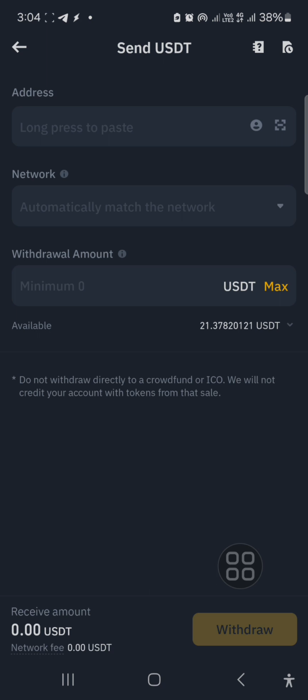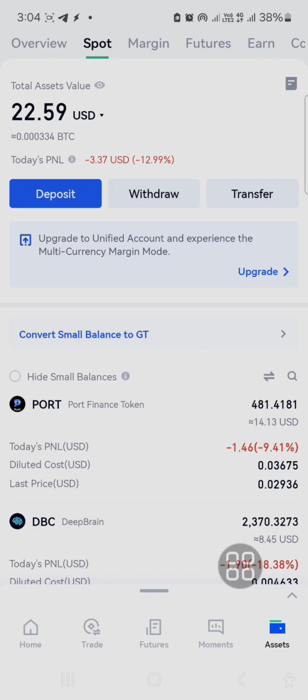All right, so the information I'm going to put here, I must have received it from either the person I want to send to, or the other exchange that I want to get it from. So in this case, I want to send to Gate Exchange, so I'm going to go to Gate Exchange to get the address. All right, let me get it now. So I'm right here at Gate Exchange.